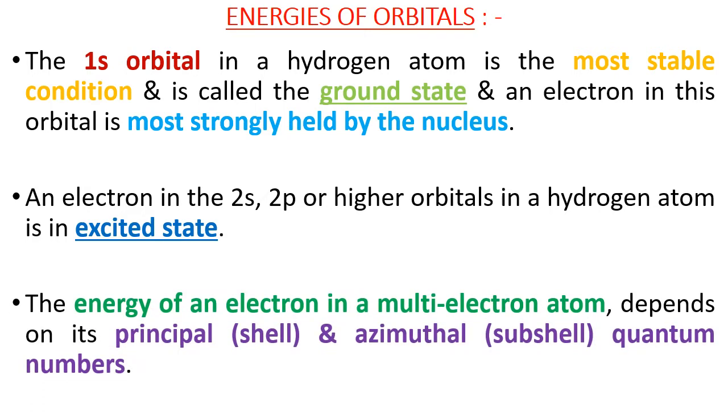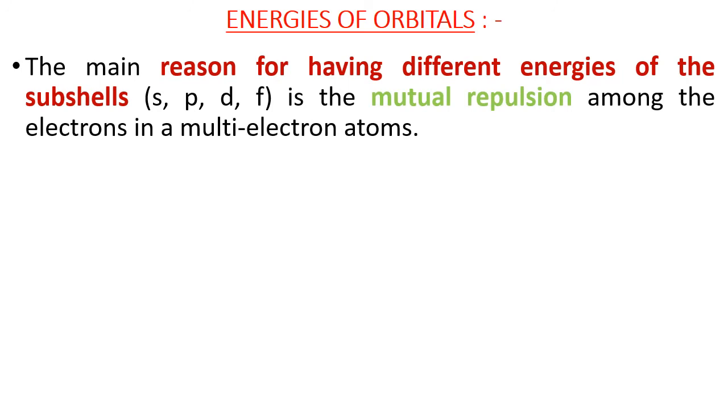The energy of an electron in a multi-electron atom, that means an atom having more than one electron, depends on its principal and azimuthal quantum numbers. Principal quantum number corresponds to shell, azimuthal quantum number corresponds to subshell. The main reason for the different energies of these subshells, that is s, p, d and f, is the mutual repulsion among the electrons in multi-electron atoms.